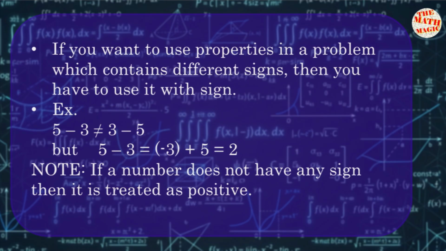If you want to use properties in a problem which contains different signs, then you have to use them with the sign. An example is shown here. Note, if a number does not have any sign, then it is treated as positive.